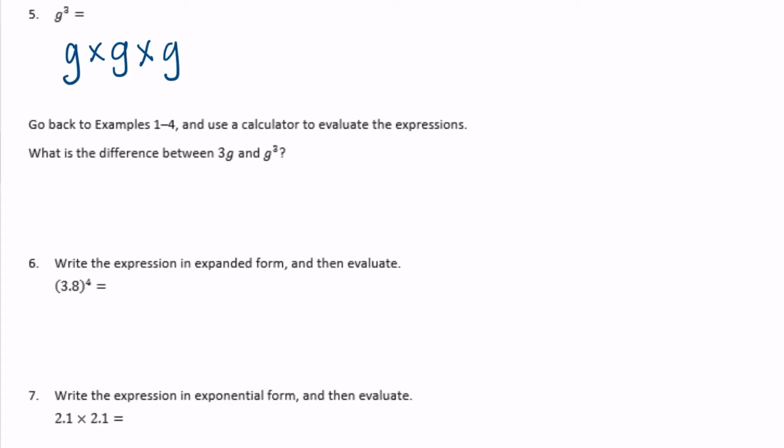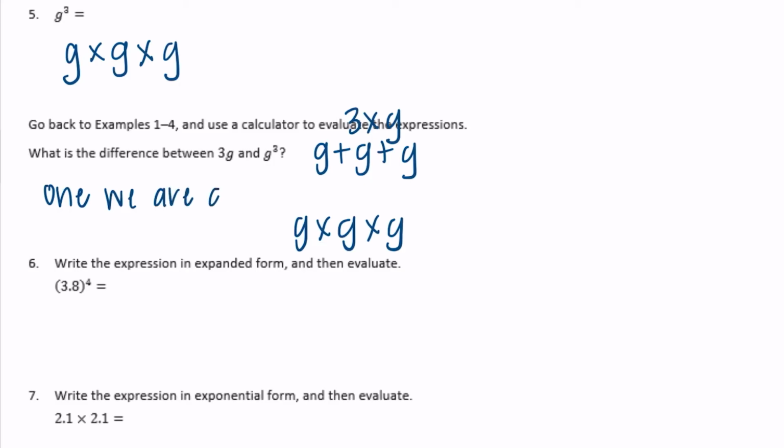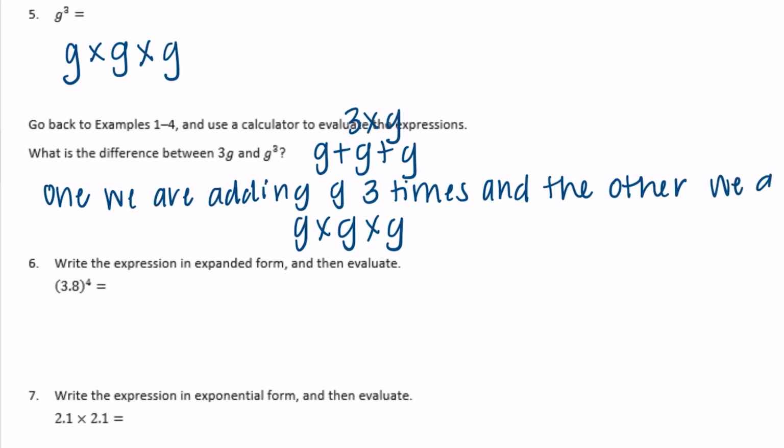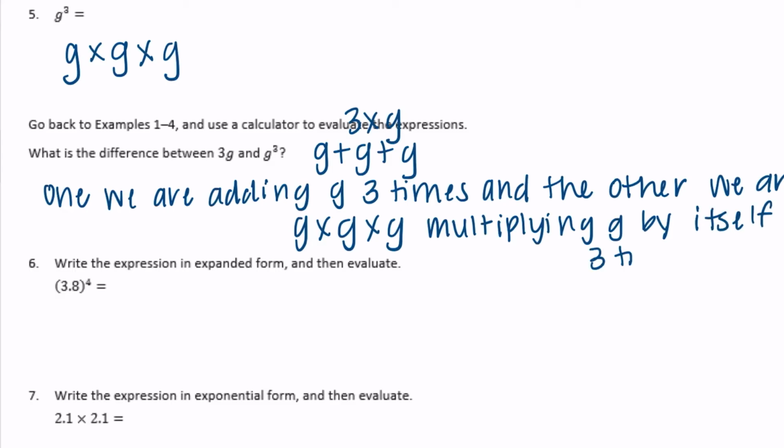So we used a calculator, we evaluated those expressions. What's the difference between 3g and g to the 3rd power? Well, 3g would be equal to g plus g plus g, or 3 times g. Whereas g to the 3rd power is g times g times g. So the difference is in one, we are adding g 3 times, and in the other, we are multiplying g 3 times.